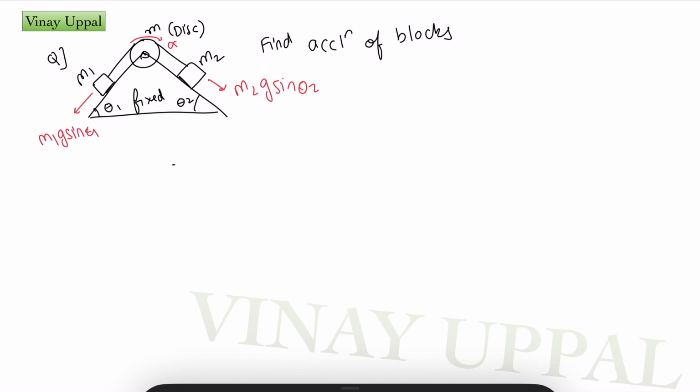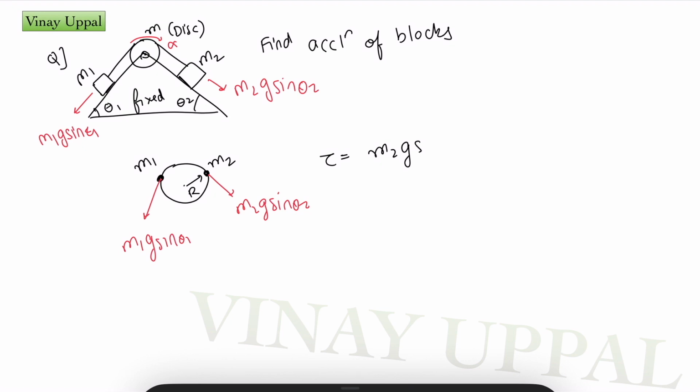So now what I'll do is I will stick the masses onto the circumference of the disk like we've done in all of our previous problems, and therefore here I'll have m1g sine theta 1 and m2g sine theta 2. I'm only concerned with the forces along the string because the normal component of gravity would anyway be cancelled out by the normal force by the inclined plane. And let's say the radius of the disk is r, so my torque equation would be m2g sine theta 2 times r minus m1g sine theta 1 times r.